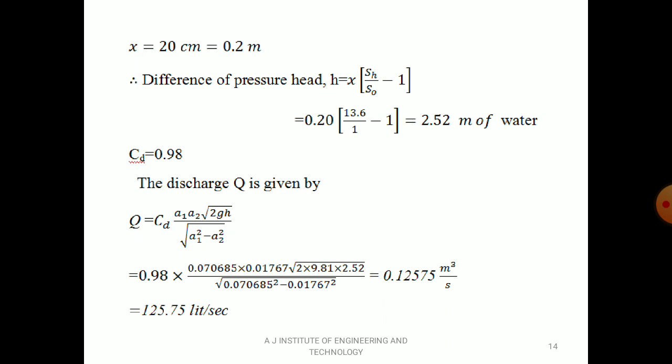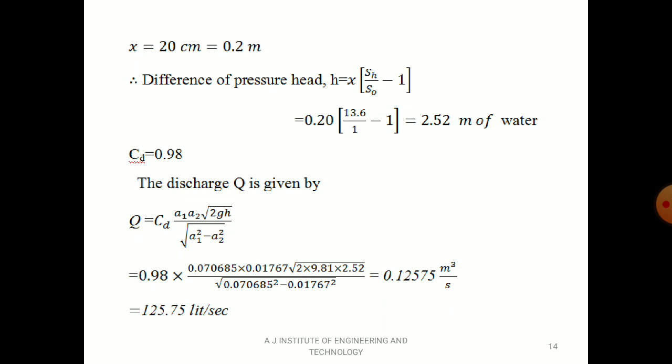So difference of pressure head, you can calculate H here. H equal to X into SH divided by SO minus 1. SH is specific gravity of manometric fluid, that is mercury here, and specific gravity of flowing fluid is SO. Flowing fluid is water here. So SO value is 1. So 0.20 into 13.6 divided by 1 minus 1, that is equal to 2.52 meter of flowing fluid. Flowing fluid is water here, so 2.52 meter of water.